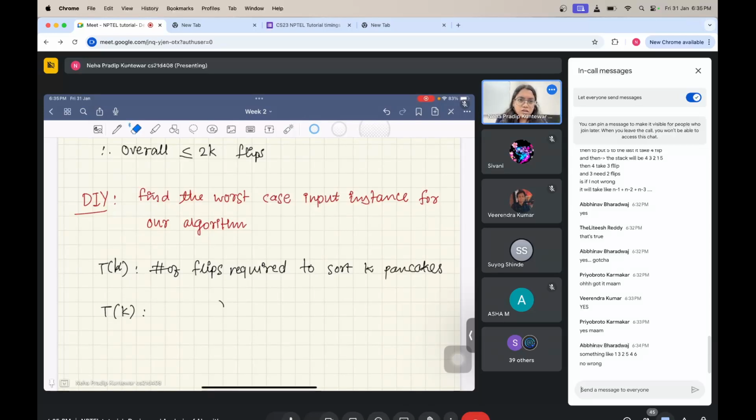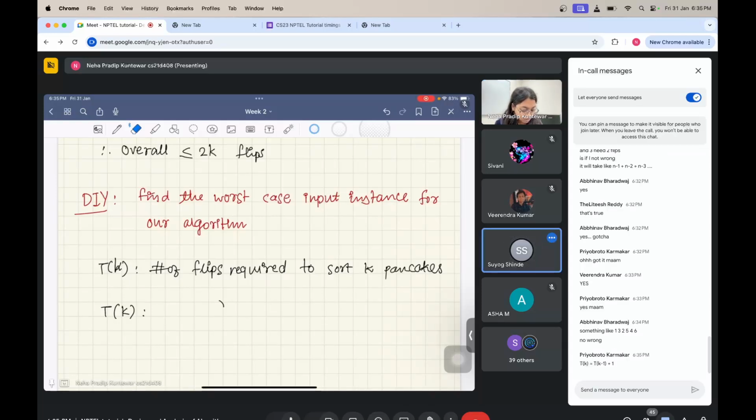I mean, if you're not aware of this, you can let me know, we can skip this part. I mean, it will be like 2 plus T(k-1), right? Exactly, it will be 2 plus T(k-1).